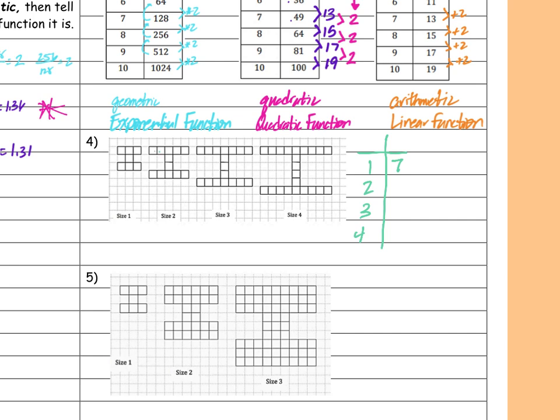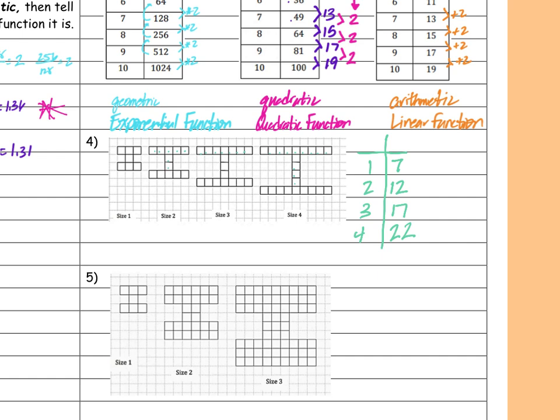Right, 1, 2, 3, 4, 5, so that's 10, 11, 12, right? And then how many in 13? 1, 2, 3, 4, 5, 6, 7, 2, 3, 4, 5, 6, 7, I can't trust my 7, 14, 15, 16, 17, awesome. And then how many in size 4? 1, 2, 3, 4, 5, 6, 7, 8, 9, which means 18, 19, 20, 21, 22. Okay, so there's my little pattern.